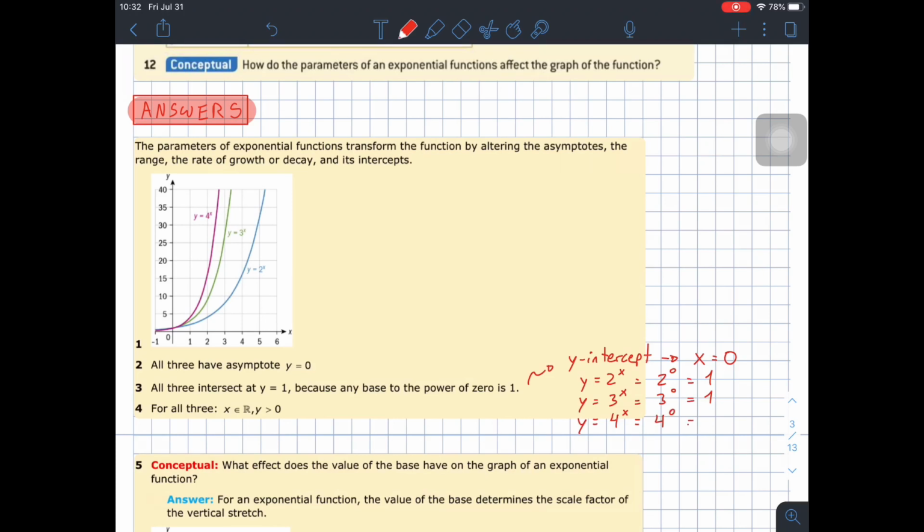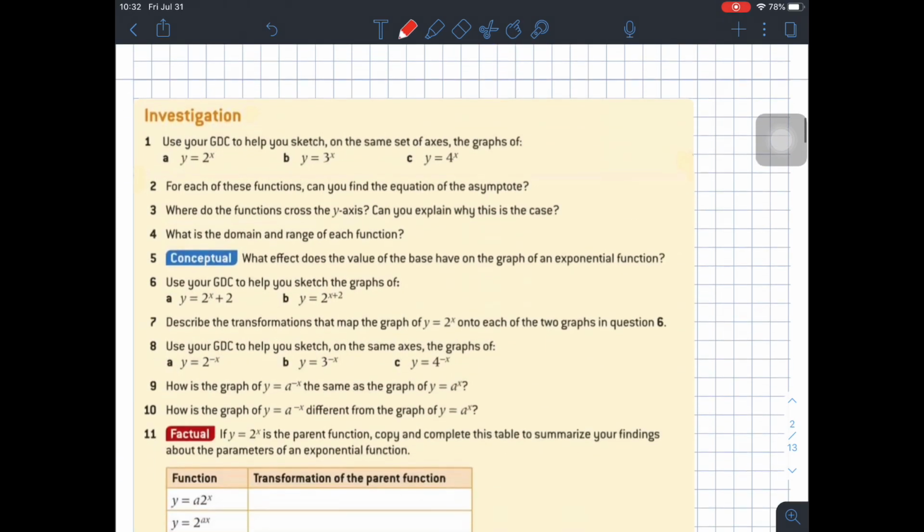Any number to the power of 0 is always equal to 1. That's why they all share the same y-intercept, which is the point (0, 1), right? So it says all three intersect at y equals 1 because any base to the power of 0 is 1, basically.